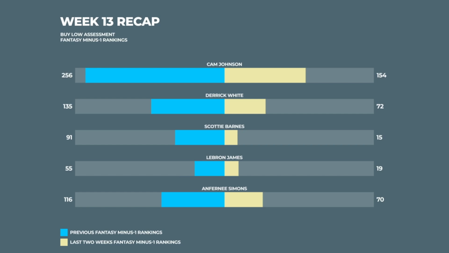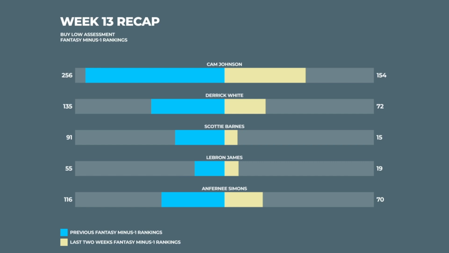Scottie Barnes was 91st. He's 15th since then. In that time frame, Pascal Siakam was traded, which I didn't know was going to happen, but that's obviously helped his value, but it was pretty obvious he was going to jump up from 91st. LeBron was 55th. He's 19th now, so that's a big step forward from LeBron. And Anthony Simons was 116th, up to 70th. So even though Simons has struggled, or seemingly struggled the last couple of weeks, it's been an improvement. I still think there's probably a little bit more there from Simons, but not a huge jump forward is necessarily coming. I think 70 is probably about realistic for him.